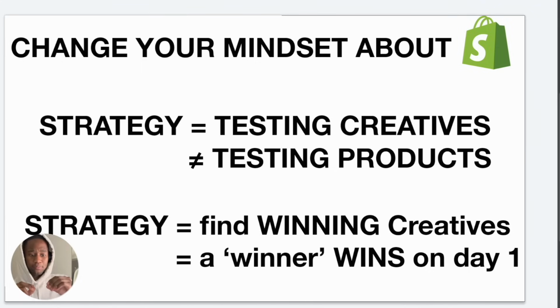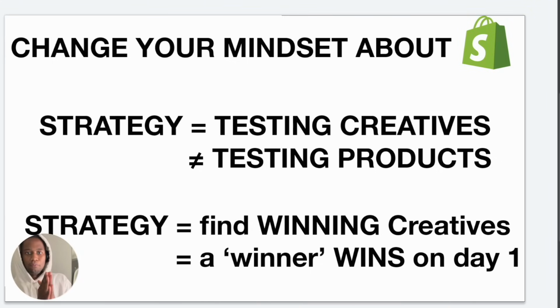Then number 2, the second principle is a winning creative or a winning product will be a winner on day 1. Meaning, if that winning creative is not showing signs of life on day 1, you cut it, you get rid of it, you don't even look at it anymore. And yes, if you do this, a lot of other people will say, oh, but you're going to lose out on a lot of winners. It doesn't matter.